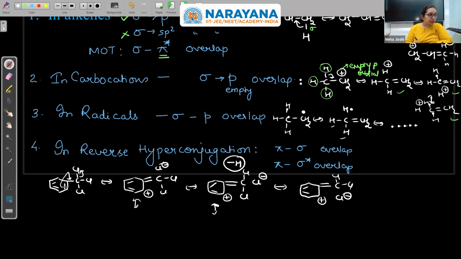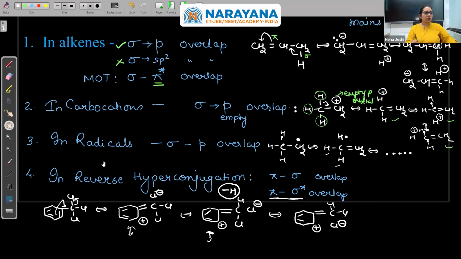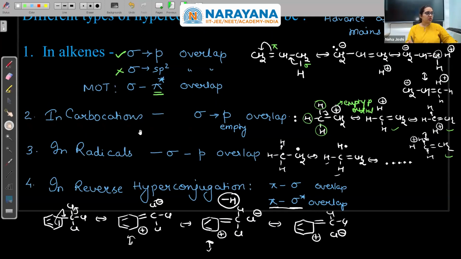Now here what is happening? This pi and this sigma is participating. So you can say it is a sigma pi overlap. But to be more exact, it is this pi bonding is overlapping with this CCl sigma anti-bonding. Then we have the better representation of reverse hyperconjugation, that it is an overlap of pi with sigma star orbital of CCl bond. Okay, so these are different types of hyperconjugation.